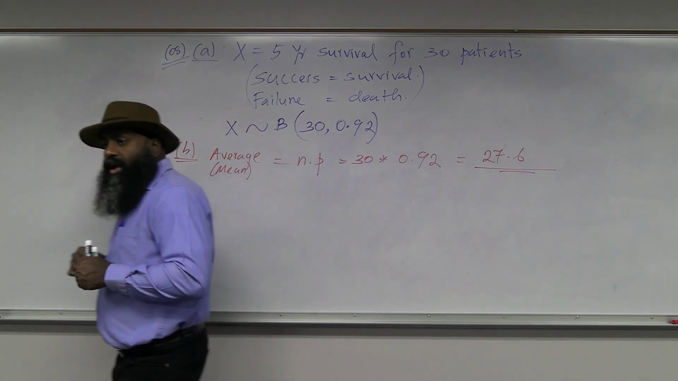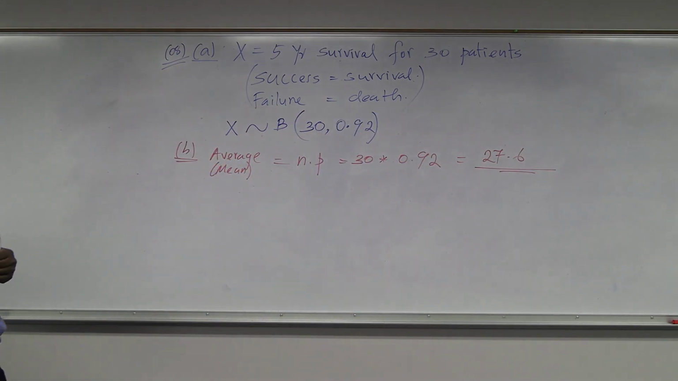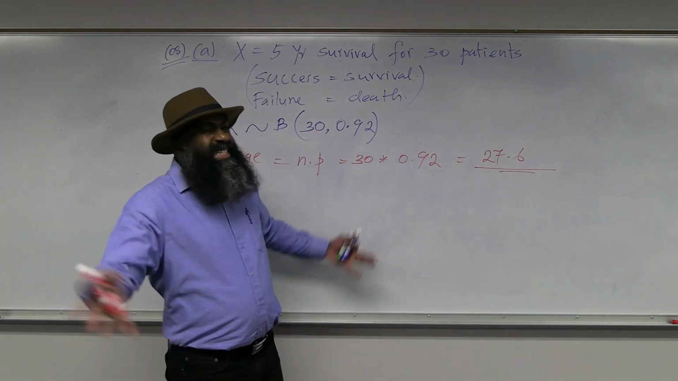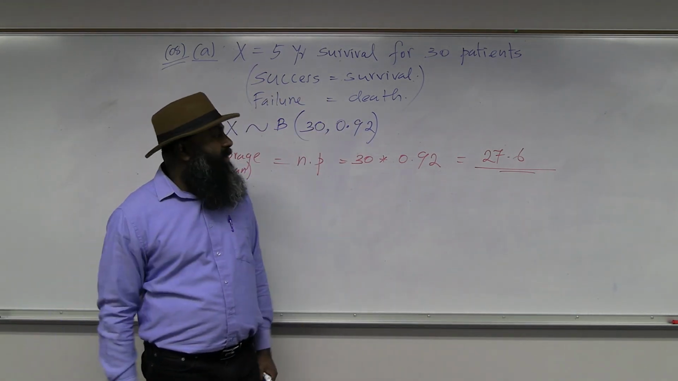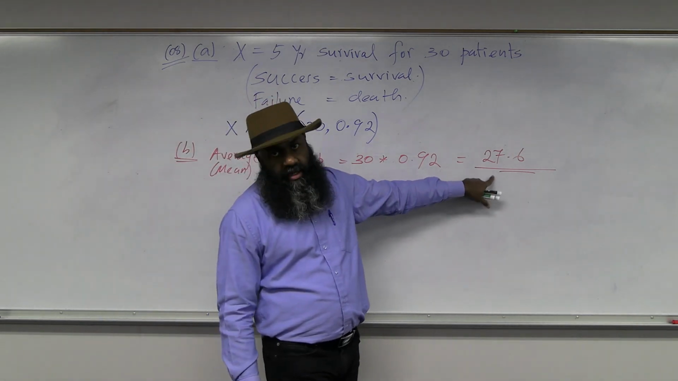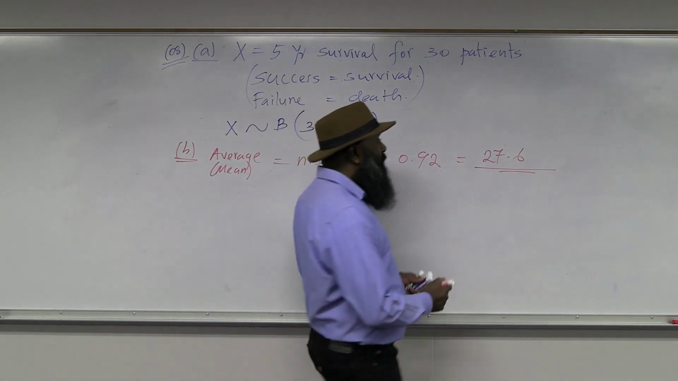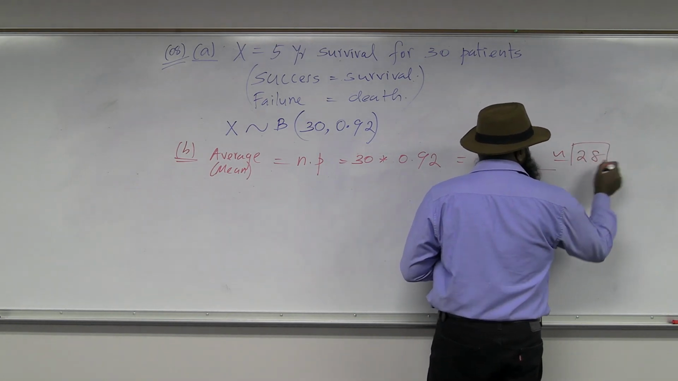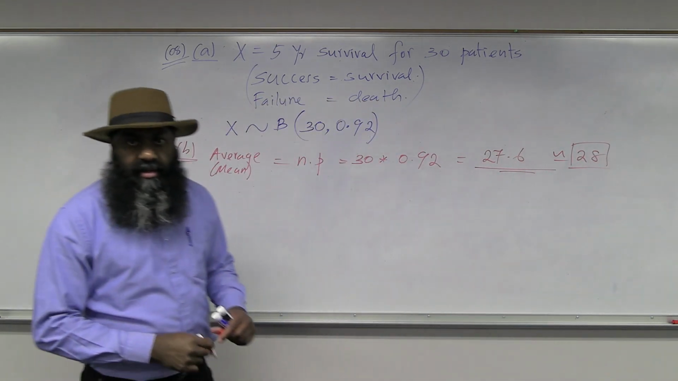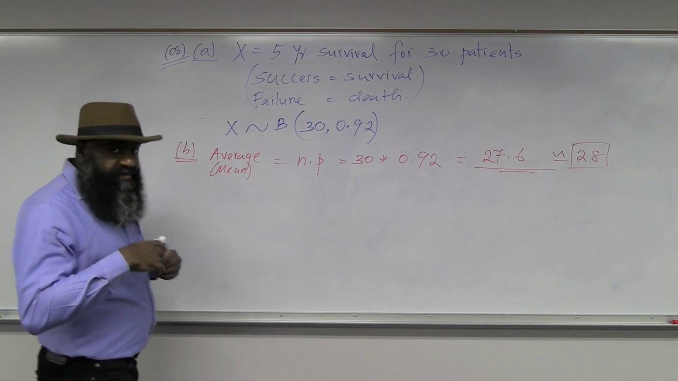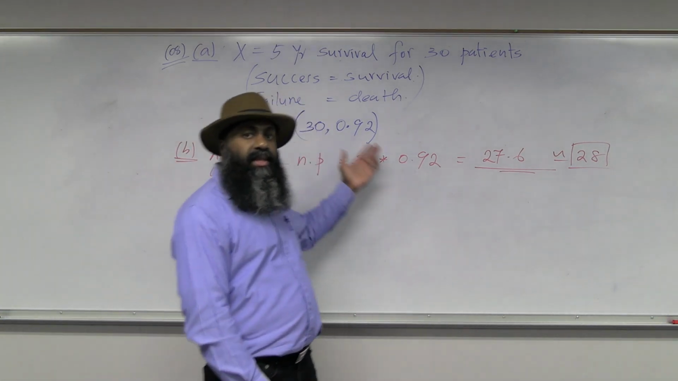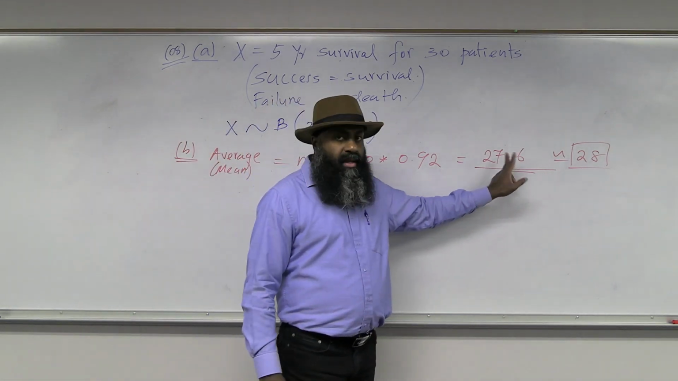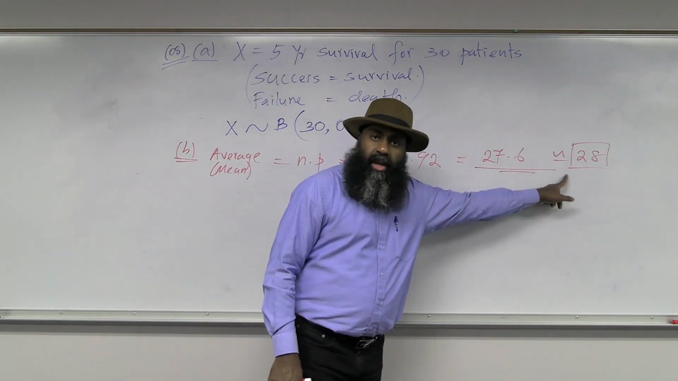Now, of course, we are talking about people. So 27.6 doesn't make sense. 0.6 doesn't make sense. At least 27 people will survive. That's how we can interpret this. Okay? Most probably, this is approximately equal to 28. But this rounding is not required. But you must have that practical understanding when we deal with these kinds of distributions, okay? But for the exams and for the homework, you don't have to worry about the rounding part.